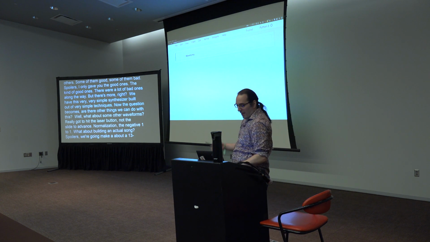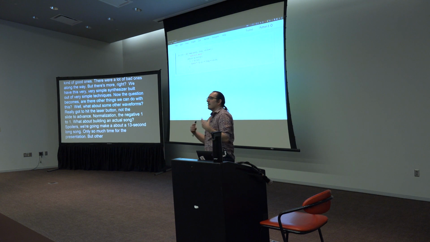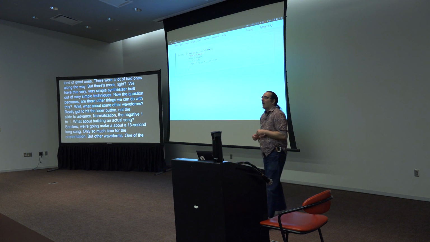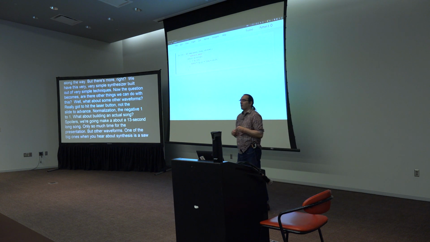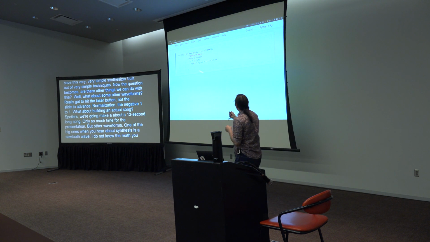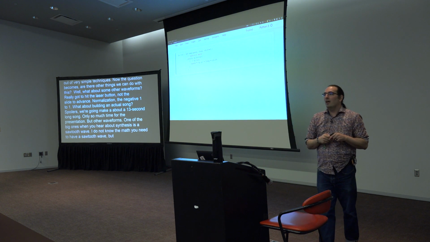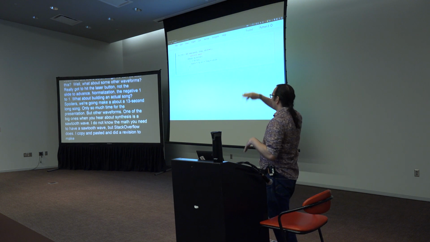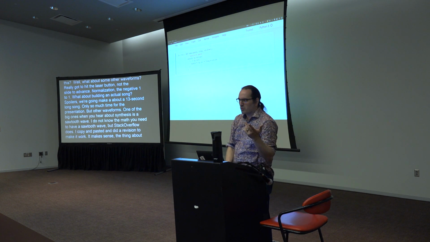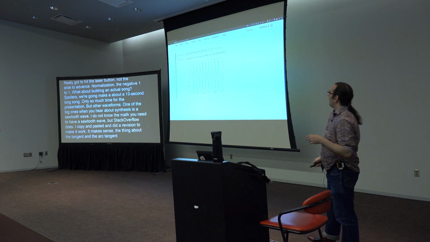But other waveforms. One of the big ones that you often hear about when you hear about synthesis is a sawtooth wave. I do not know the math that you need to define a sawtooth wave, but Stack Overflow does. So I copied, pasted, and did a little revision in order to make that work. I mean, it makes sense, the thing about the tangent and the arctangent, right? You got that sort of shape on a sawtooth. What sort of shape on a sawtooth? That sort of shape on a sawtooth, right?